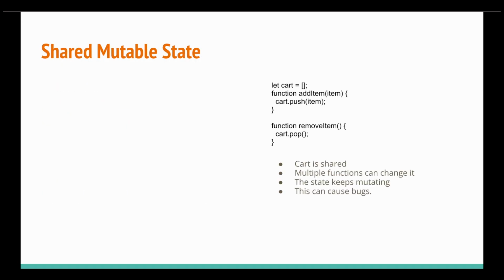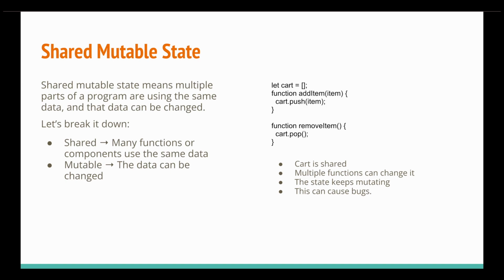What is a shared mutable state? A shared mutable state means multiple parts of the program are using the same data, and the data can be changed. Let's break it down. Shared means many functions or components use the same data. Mutable means the data can be changed. So together, shared mutable state is data that many parts of the application can change.